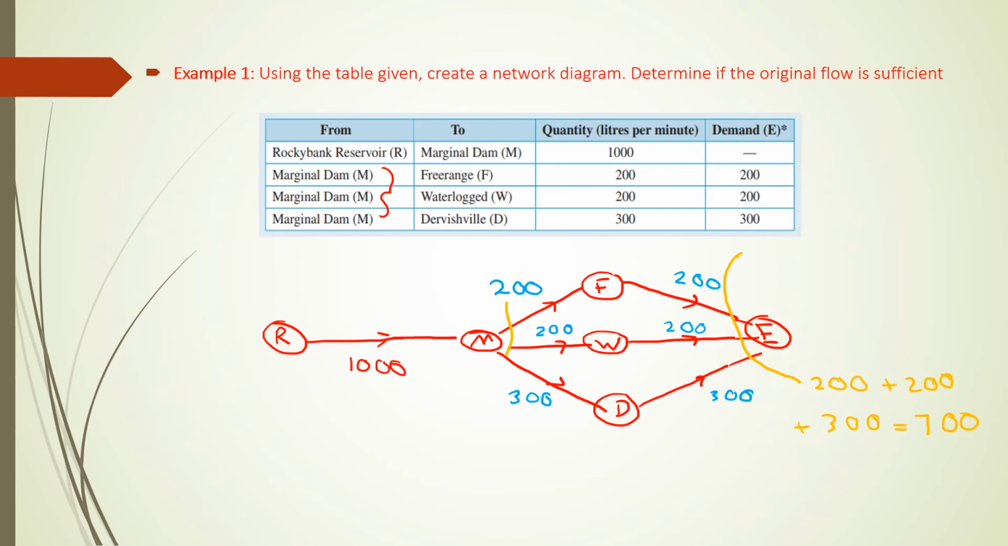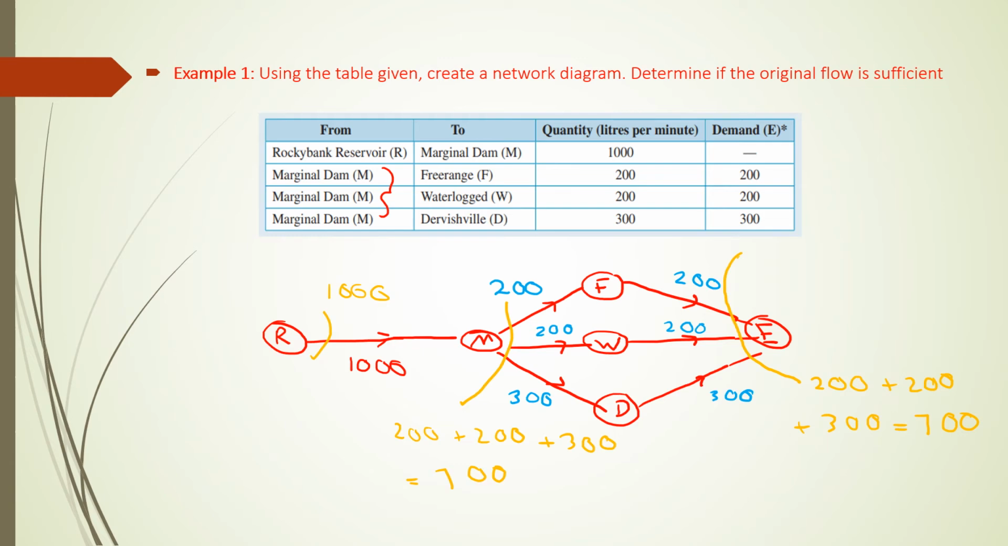I'm going to do the same on this side. See what I get. Also 700. And with this one, no matter how I shape my cuts, I'm going to get 700. Unless I put it at the very start here, it would be a little bit different. If I cut it off there, then it would be 1,000. Okay, so we've created our network diagram. We need to work out if the original flow is sufficient.